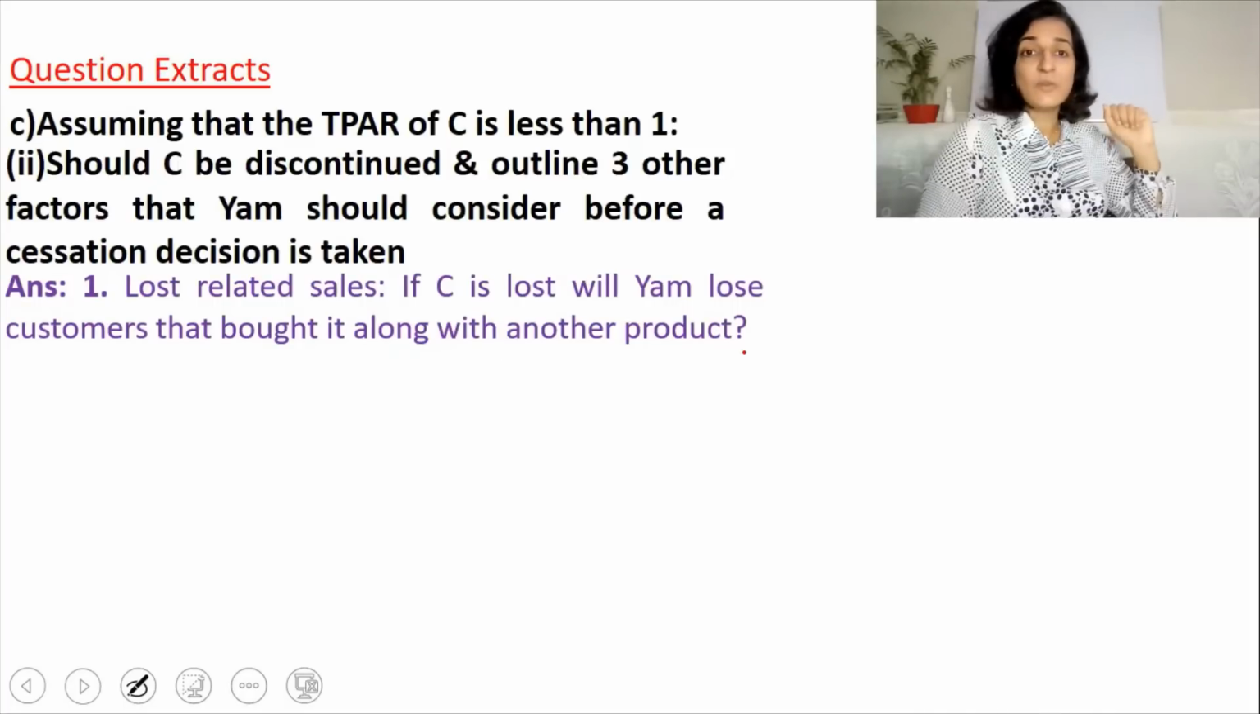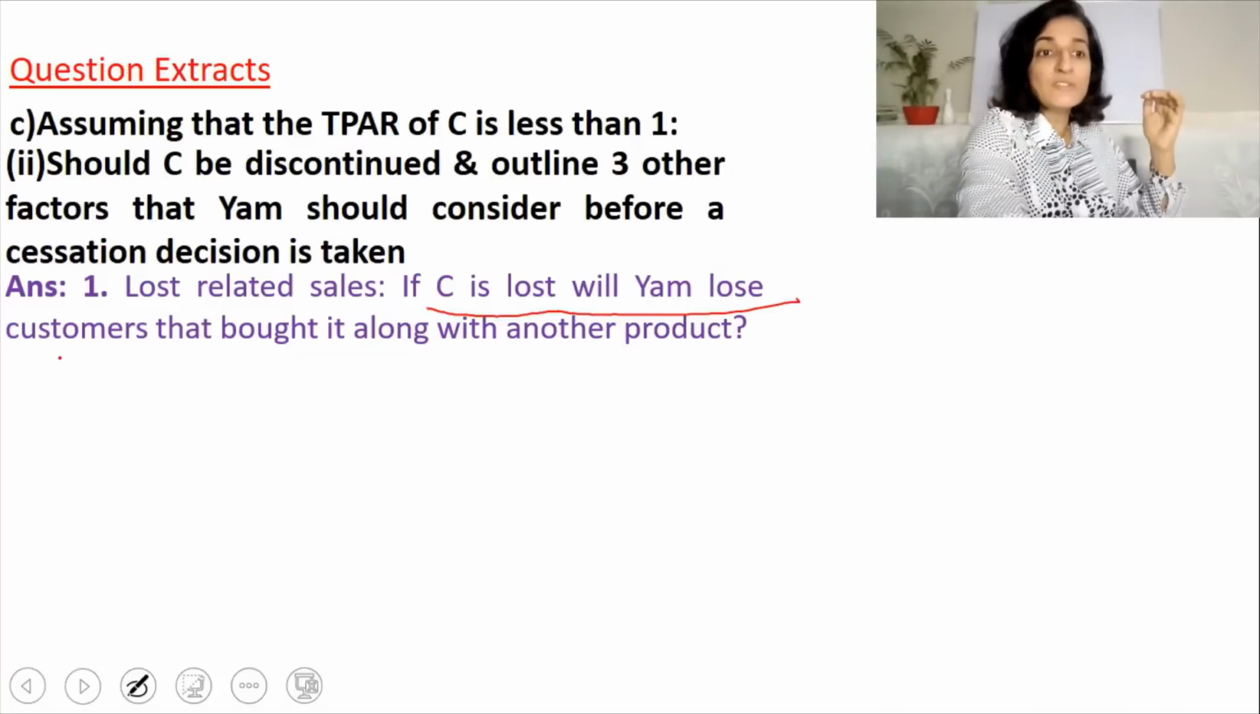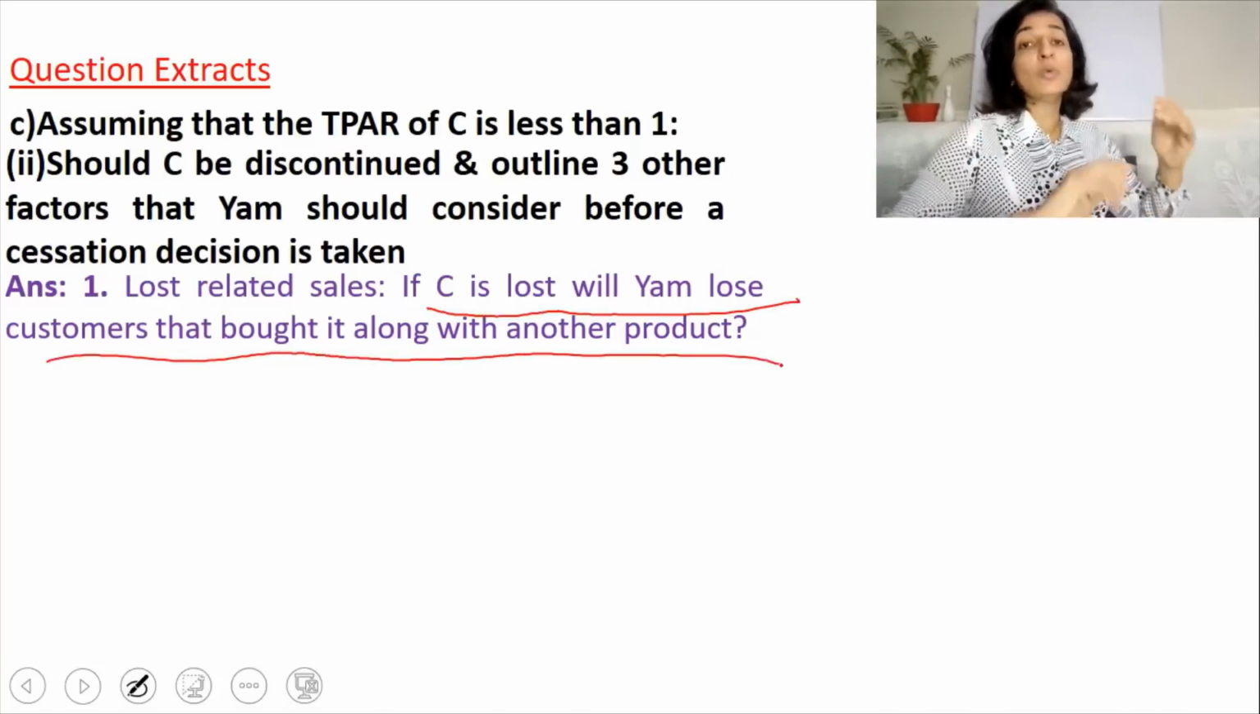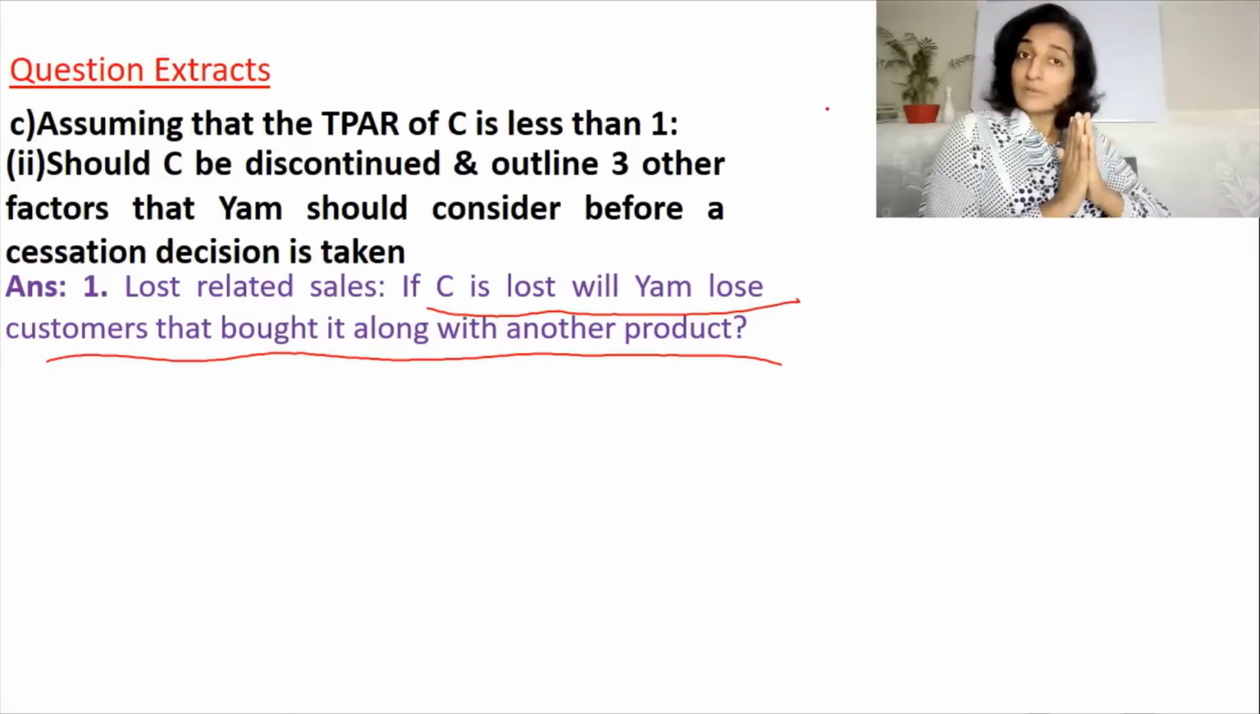So the question that is to be asked is, if C is lost or discontinued, will YAM lose customers that bought it along with another product? That is, if you're discontinuing C, the sale of some other product might get affected. This is something that we have to consider. Now, the next point is, though the return per hour of C is less than the cost per hour, there is return per hour, right? It is not zero. So that will be lost if you discontinue C.